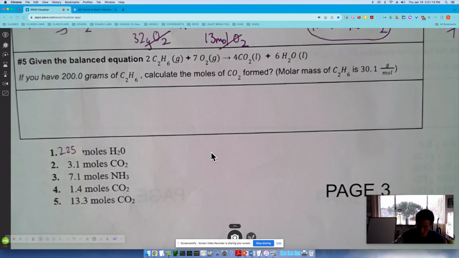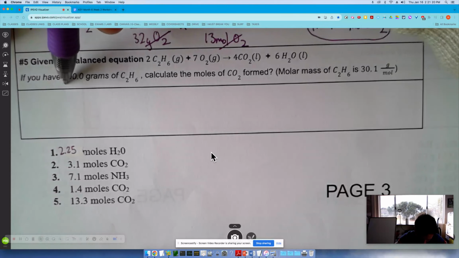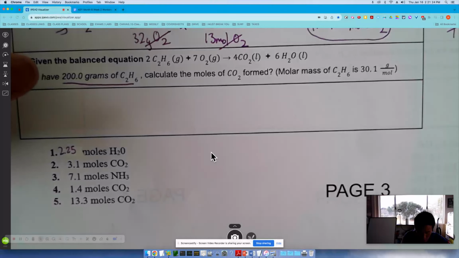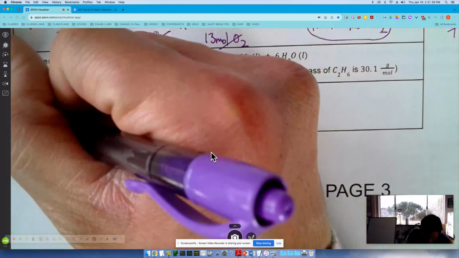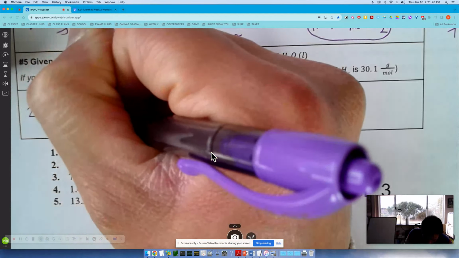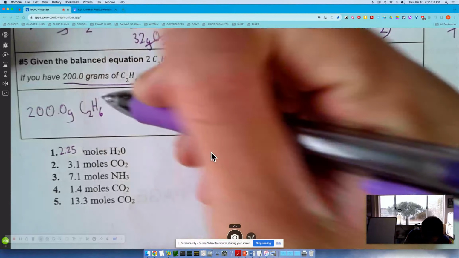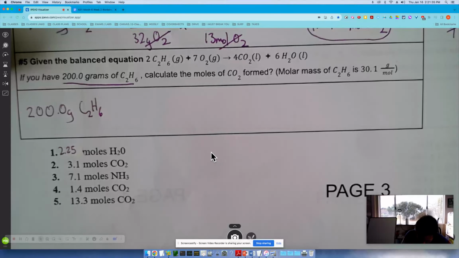All right, let's work on number 5 on page 3. Okay, first things first, what is the given value in the problem? That's what's given to you. So let's start there. Let's write that first. That's 200 grams of C2H6 chemical, okay, or a molecule.